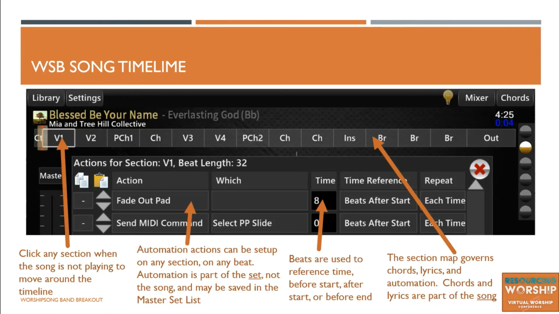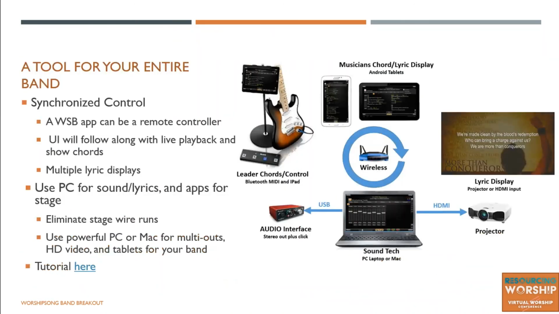Okay, and I showed you a little bit of this, the song timeline, just a few keys about that. Click any section when the song is not playing to move around the timeline. I showed you how this worked here. Everything is referenced in beats, like I told you before. That's the easiest way to do it. And then the section map is what governs the automation. So you can always refer to this PowerPoint and play around with that to do different things.